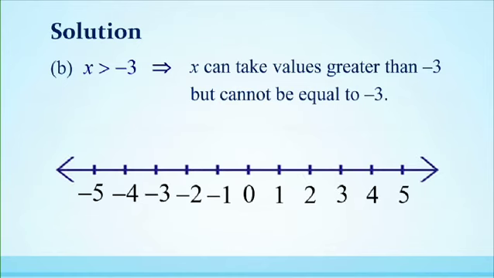So how do we show that? On a number line, you put a circle on minus 3. That's right. And then you move to the right. Just be careful here. That circle is not shaded.